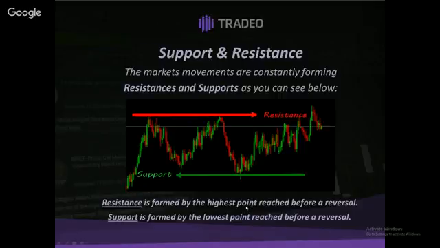As you can read below, the resistance is formed by the highest point reached before a reversal, and the support is formed at the lowest point reached before the reversal. It is important to mention that you cannot use only one support line or only one resistance point. For example, only this or only this in order to make it a support or resistance. You gotta have a couple in order to call it a support or a resistance.